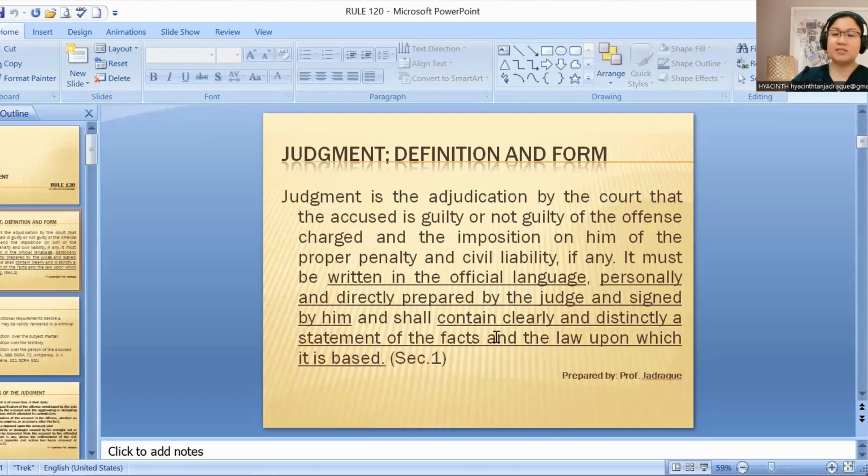Aside from the facts as established during the trial, what was the law applied to come up with the verdict of acquittal? Or why would the court say that the accused is guilty? So the court shall state therein the law as well to which its decision was based.